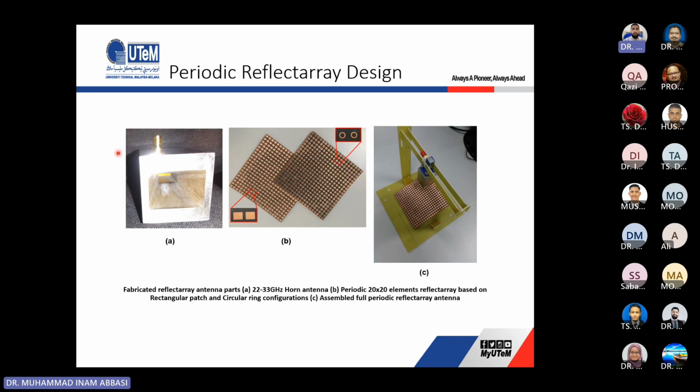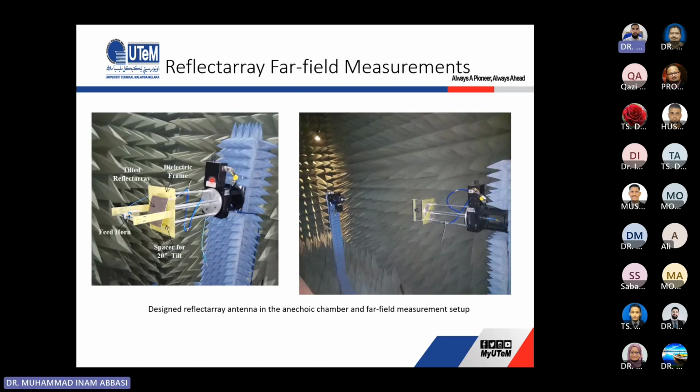This is a very small feed horn at 26 gigahertz that we also designed. We placed the feed horn at the top of the array, and this is our array, which is slightly tilted. Why did we want to tilt this array? So that we can have a reflected beam that is not blocked by this feed horn. This is the measurement setup that we used at UTeM.